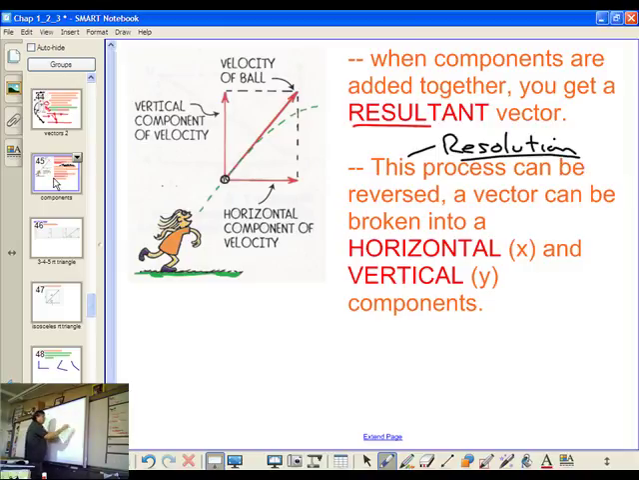And that was one of your vocabulary words. So resultant, you're putting vectors together. Resolution, or we resolve a vector, means putting it into its horizontal and vertical components. Vertical component, horizontal component. Why those two components?